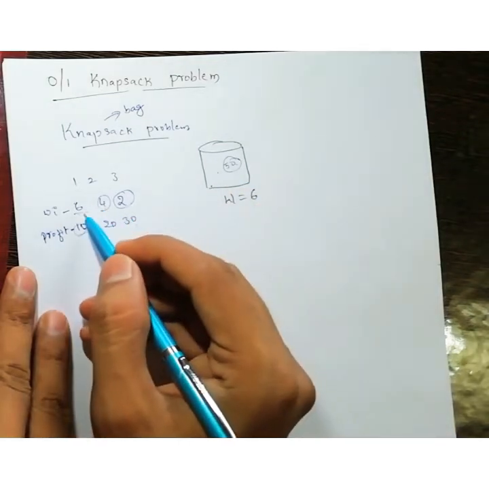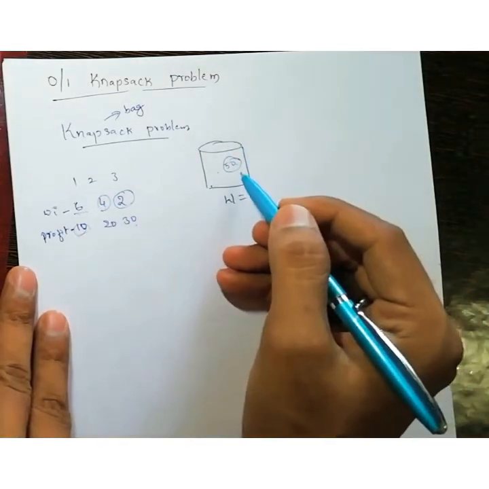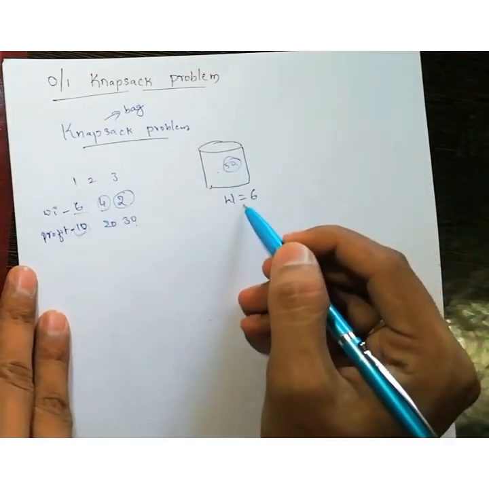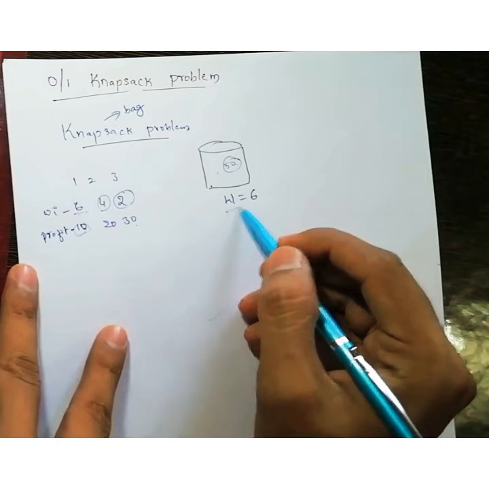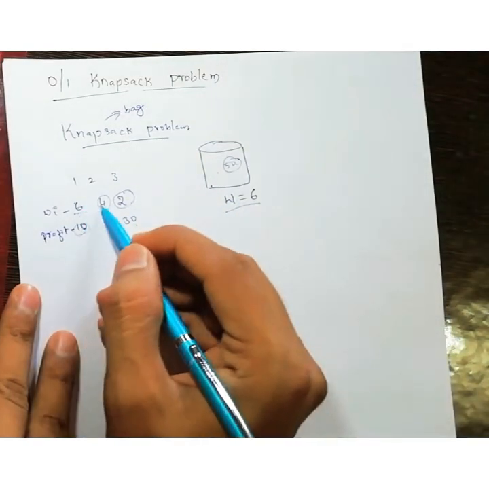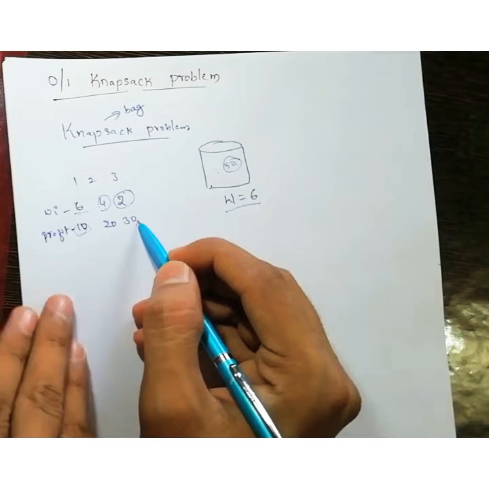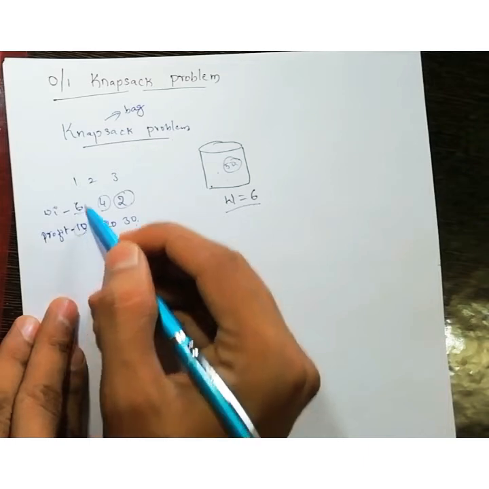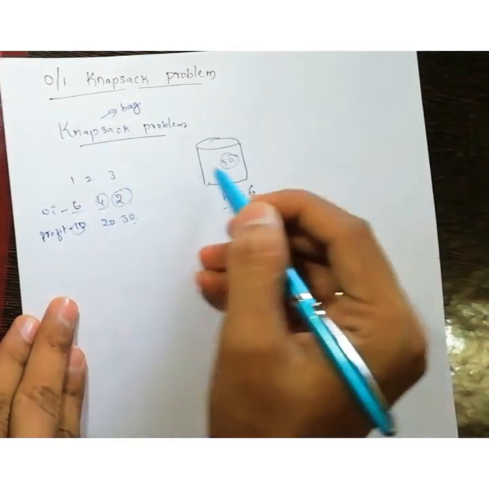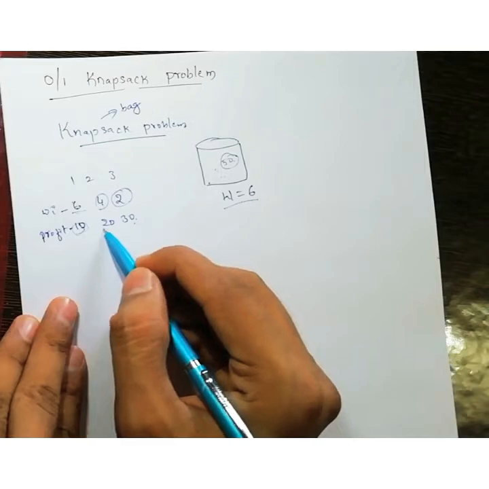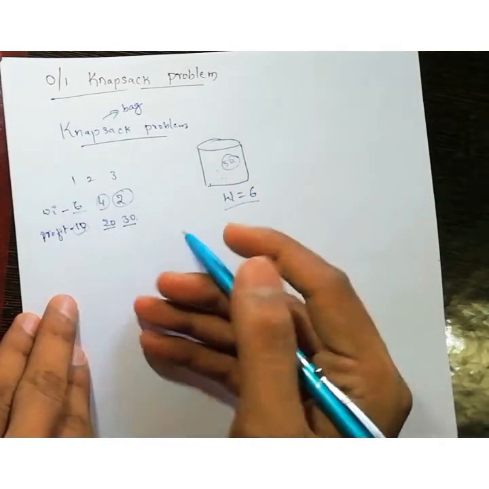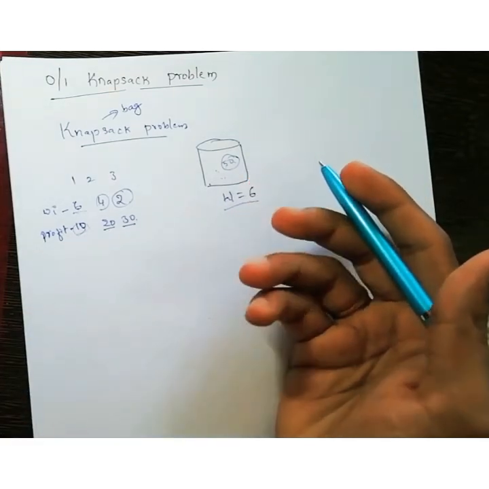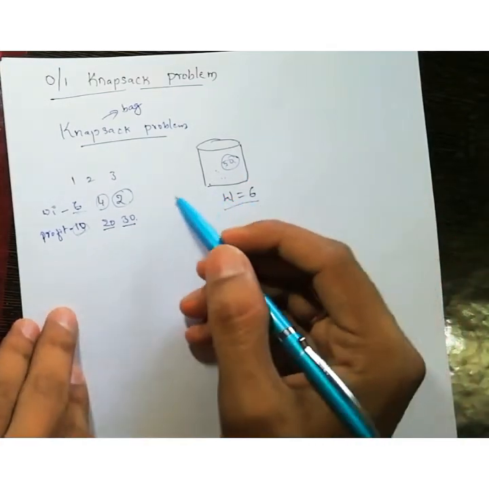I want to insert those items into this bag such that I get maximum profit. Which items we have to select depends on the maximum capacity of the bag. For example, the maximum capacity of the bag is 6, and I have elements with different weights and different profits. If I insert 6 directly into this bag, I will get a profit of only 10. Instead of this element, I will insert the second element and the third element so that I get the maximum profit of 50. We have to select which items to insert into the bag so that I get the maximum profit. So this is a knapsack problem.